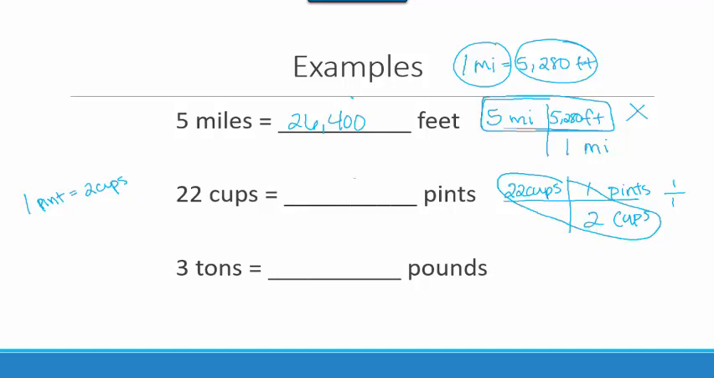So 22 divided by 2 gives me 11 pints. Hopefully this is making sense, but let's do another example. So we're going to put 3 tons here, what I'm given. I'm trying to go to pounds.